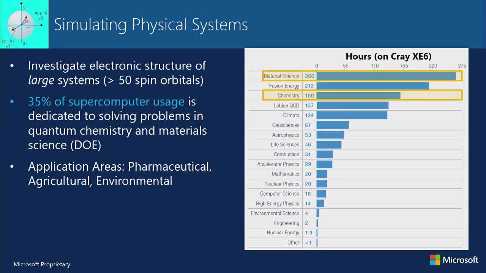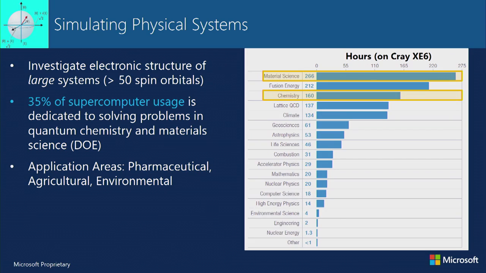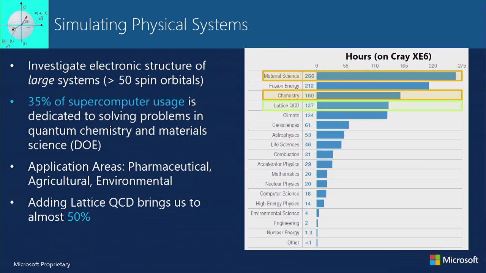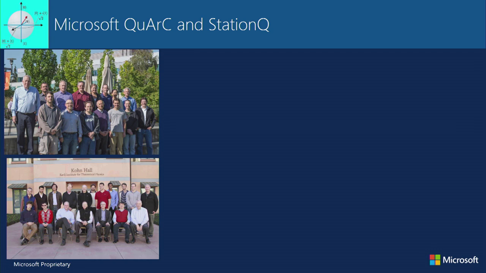Also, if you just take a look at supercomputer use, 35% are areas that would actually run better, from what we can estimate, on quantum computers. If we add in the lattice QCD, we're up over 50% of today's supercomputer usage. So there's a lot of areas that look interesting and look applicable if we can make this work.